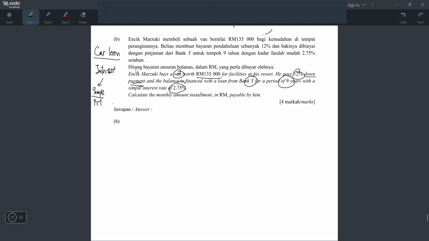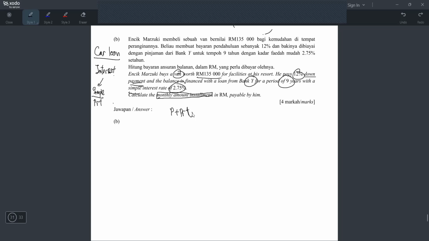You tell me lah, simple or compound? Simple, right? They even mentioned it already. So which formula will I use? I want to calculate the monthly installment amount. So first, I will use this formula, P plus PRT. Okay, the formula I will use here is P plus PRT.